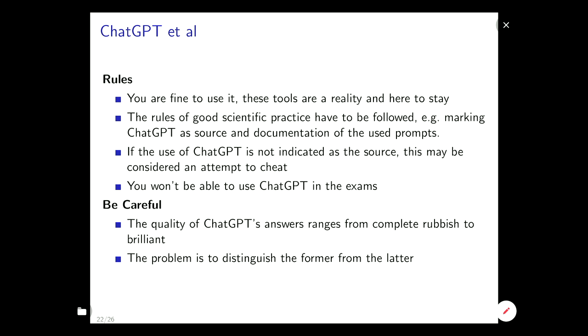That's in accordance with the document the university issued, where they give you recommendations, and basically we copied that text from that recommendation. So the rules of good scientific practice have to be followed. You have to mark ChatGPT as a source, and you have to document the used prompts. It doesn't mean that on every assignment sheet you have a footer saying, I used ChatGPT. No, that's not what we mean. It means for the specific part that was solved by ChatGPT, you should mark that somehow, and also say which prompts or text inputs you used. That's the recommendation from the uni, and we want to stick to that. If you use ChatGPT and it's not indicated as a source, that may be considered an attempt to cheat, so plagiarism. So really cite it as a source, as you would cite literature in research and thesis work.